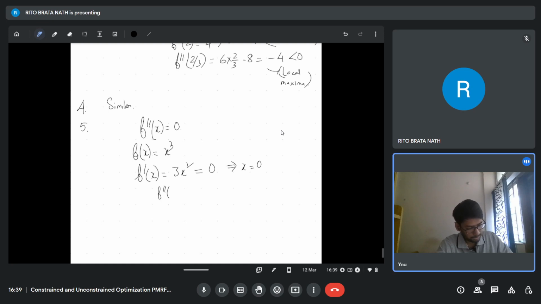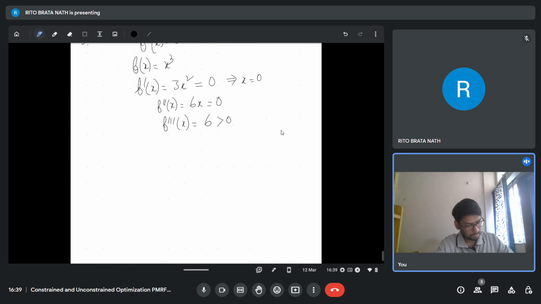f double prime x is 6x, so this is also 0 at x equals 0. f triple prime x is 6, and that's greater than 0. Since this is true, x equals 0 is a point of inflection. You have to keep that in mind while solving this fifth problem.